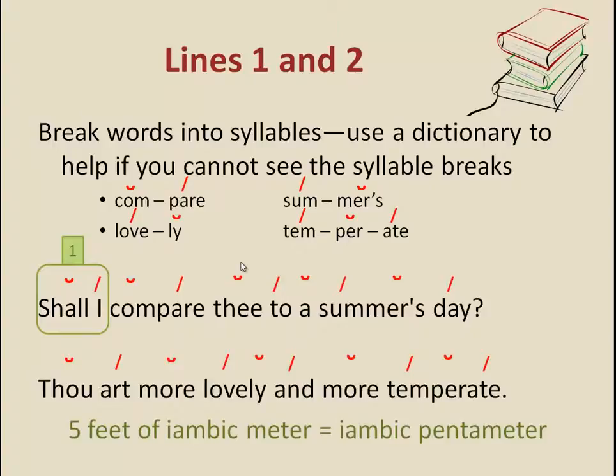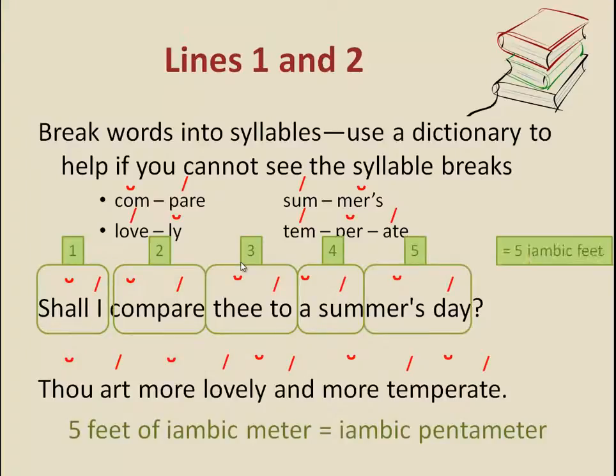So foot number 1 is shall I, compare would be number 2, the 2 would be foot number 3, a sum, and you might be thinking, can you split a foot in the middle of a word, summers? Yes, absolutely. The word doesn't hold the foot together, the syllables hold the foot together, so that's why we're splitting or breaking it there. Day would be the 5th one. So that's how we have 5 iambic feet, 1, 2, 3, 4, 5 in that line, and we also have 5 in the next line. So overall, this piece contains 5 iambic feet, which means that it's iambic pentameter.